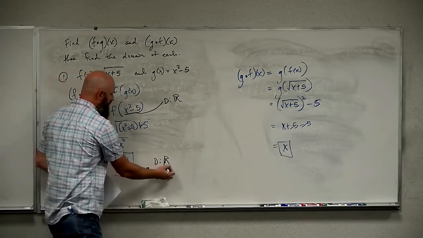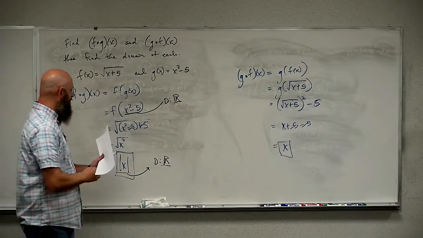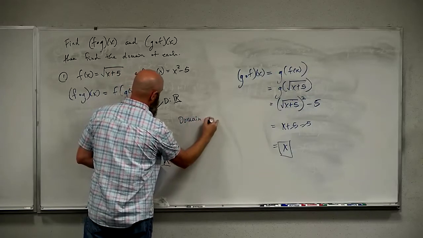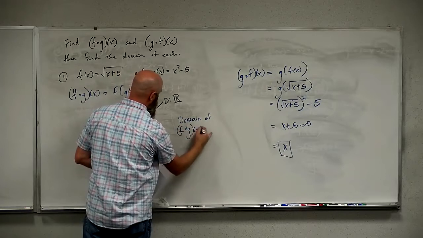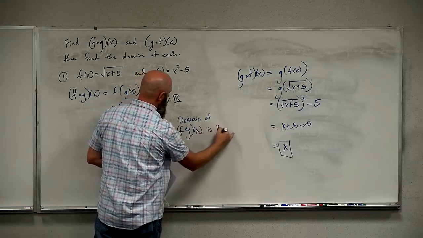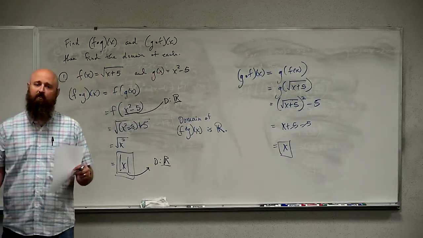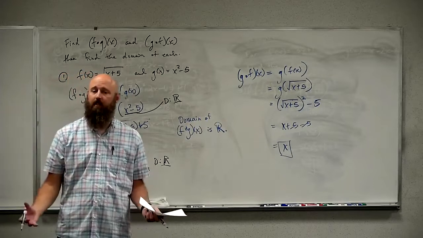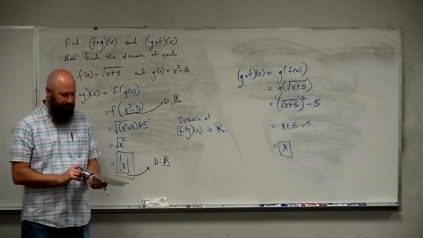Now, since both of these are all real numbers, that means the domain of f of g of x is all real numbers. We're looking for the most restrictive, and these two are the exact same thing. We don't have any problems with them, so there's not an issue here.